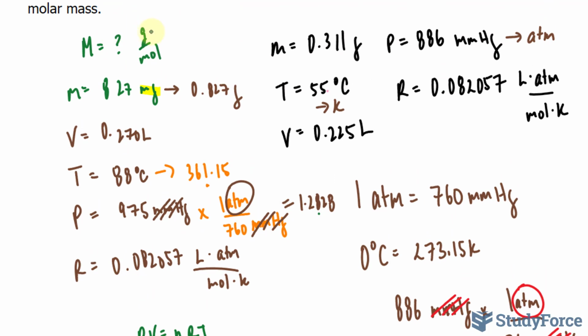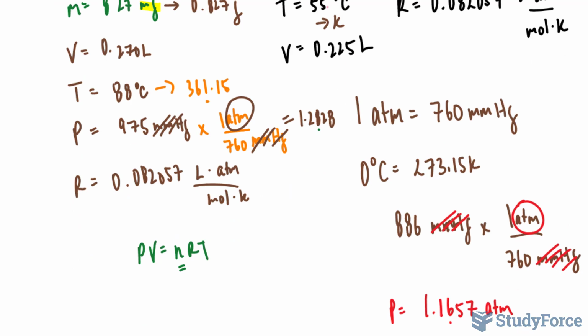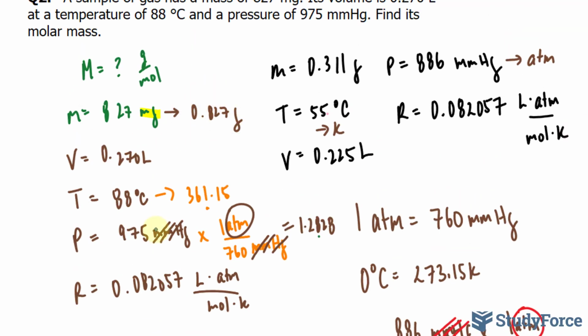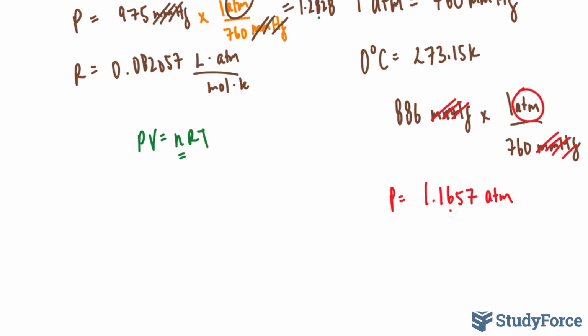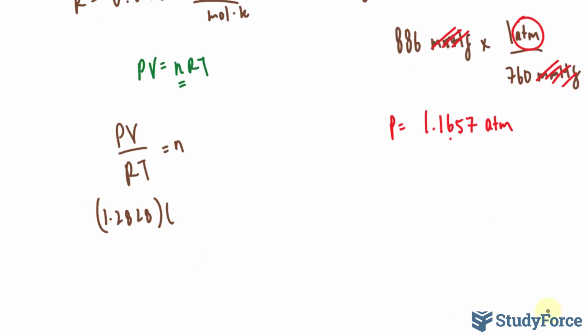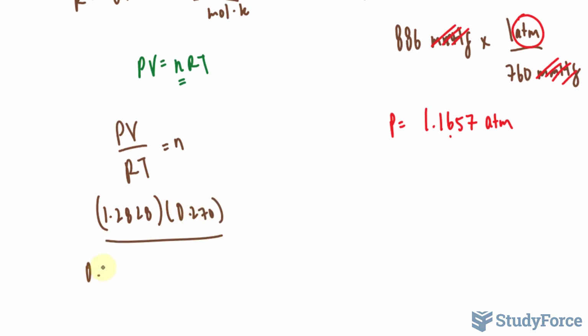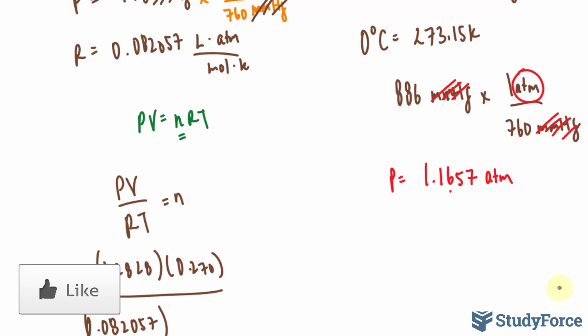Remember the relationship for molar mass, it's mass over number of moles. So by finding what n is equal to, I can then take the mass and divide it by the number of moles. To isolate for n, we divide both sides by RT, giving me PV over RT is equal to n. I'll substitute 1.2828 into here. That part's done. I'll substitute the volume, which was 0.270. The gas constant was 0.082057. And the temperature we found to be 361.